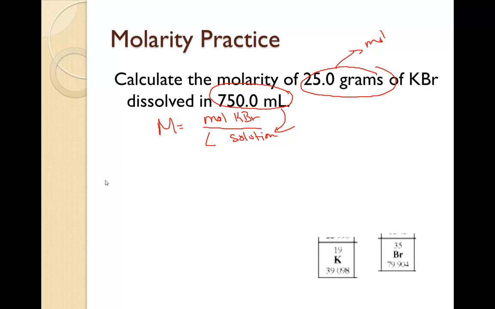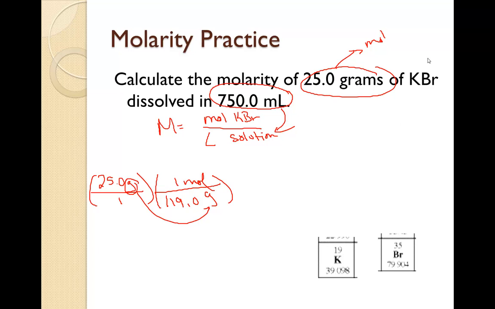We need to convert that to moles before we can use it in the calculation. So 25.0 grams over 1. We have grams on the top, which means we want to put grams on the bottom. Look at the molar mass. It comes out to be 119.0 grams in every mole. We got that by looking at K. We have 1 K, which is 39.098, and 1 Br, 79.904, and we added those together. Divide that out, and that comes out to be 0.21 moles.